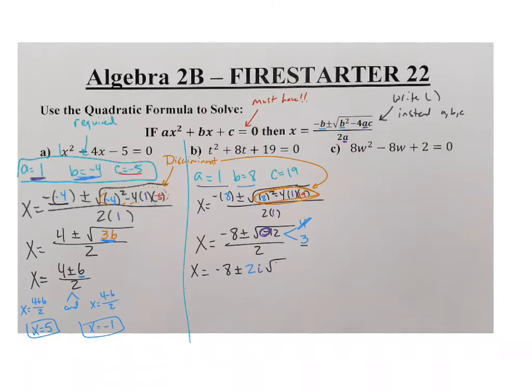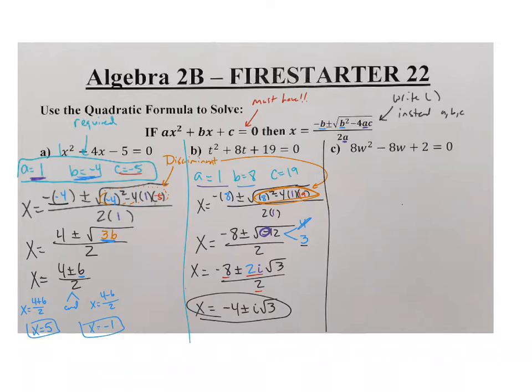And this 3 stays in jail forever. It's all over 2. This is a great answer. The only way it can be a little bit better is if I notice this piece and this piece are all divisible by 2. So I can divide all 3 by 2, and I end up with negative 4 plus or minus i radical 3 over 1. That's why I didn't write it. So I divided all 3 pieces by 2 because all 3 were divisible by 2. It's basically like simplifying a fraction. All right, that's it for B.